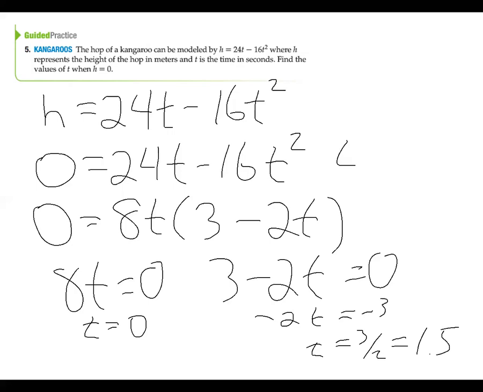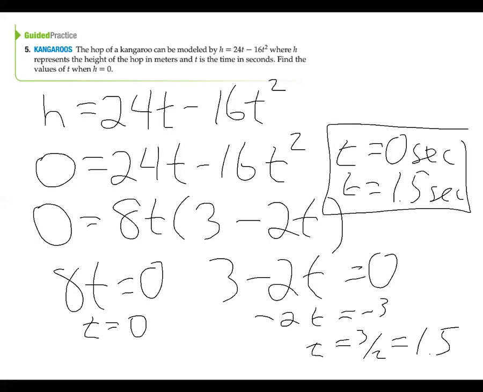So the answers are t equals 0 seconds, and t equals 1.5 seconds. Alrighty. Hope that's what you got.